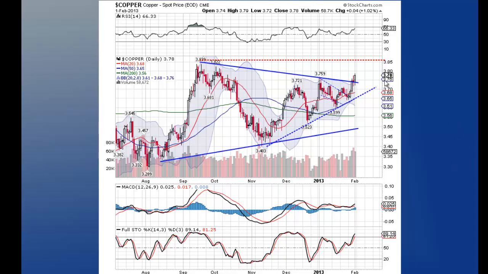Copper price created this massive breakout outside a really, really long-term consolidation triangle pattern.